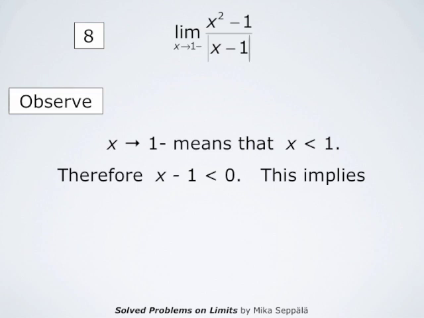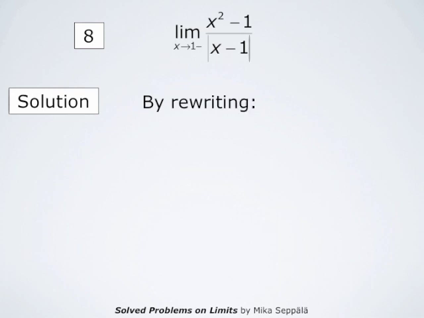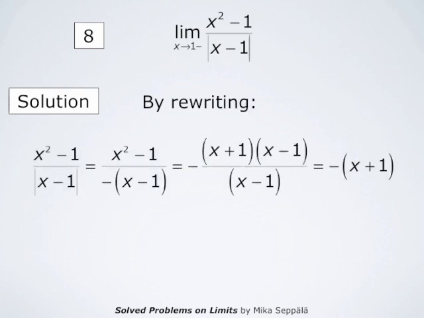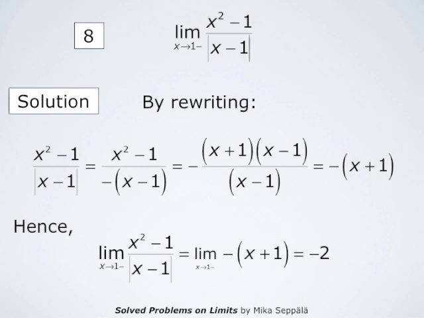And since x minus 1 is negative, this means that the absolute value of x minus 1 is just minus (x minus 1). Here one has to pay some attention to get this right. So after this observation, we perform a rewriting. x squared minus 1 divided by the absolute value of x minus 1 is just x squared minus 1 divided by minus (x minus 1), which is minus (x plus 1) times (x minus 1) divided by (x minus 1). x minus 1 cancels out. This is just minus (x plus 1).